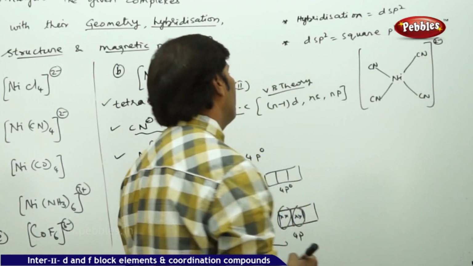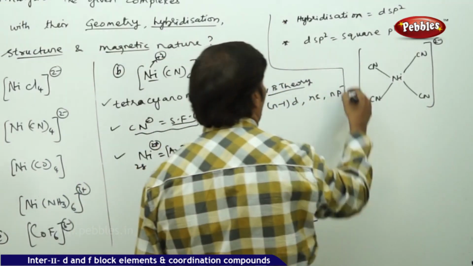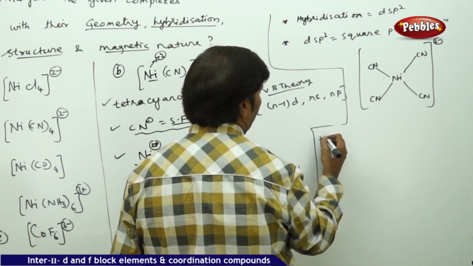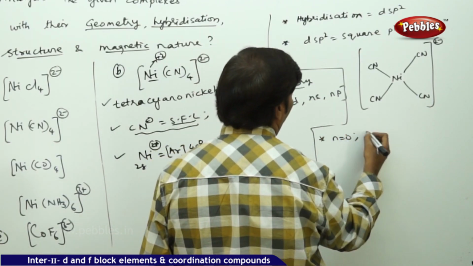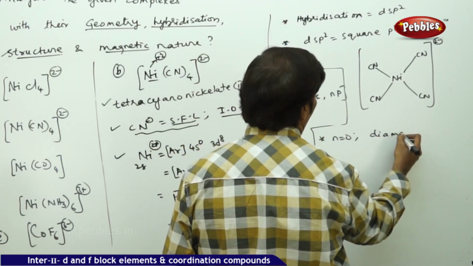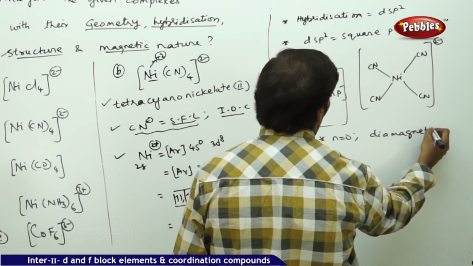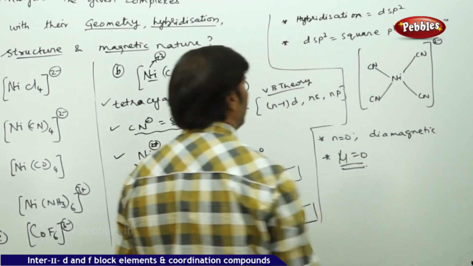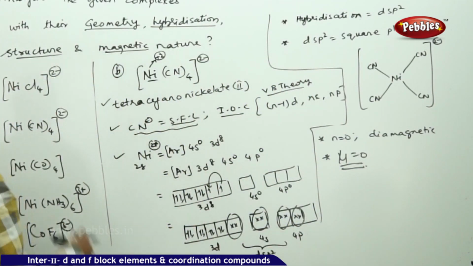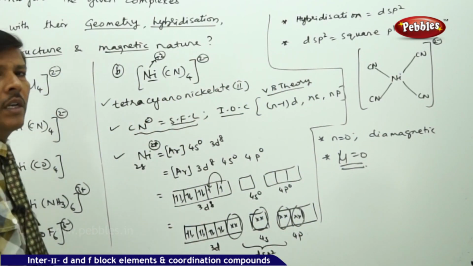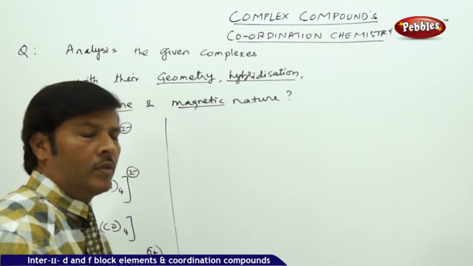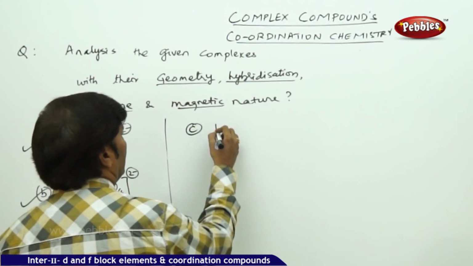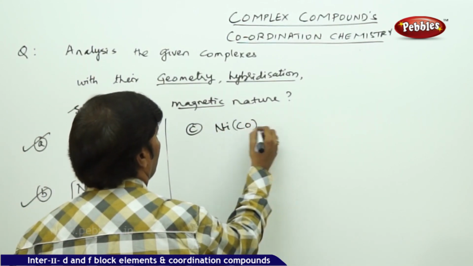This is square planar. And here you are finding that there are no unpaired electrons at all. So that is, n value is 0. So no unpaired electrons, so it is diamagnetic. If it is diamagnetic, then the magnetic moment mu is also equal to 0. So this is something about the second case, tetracyanonickelate.